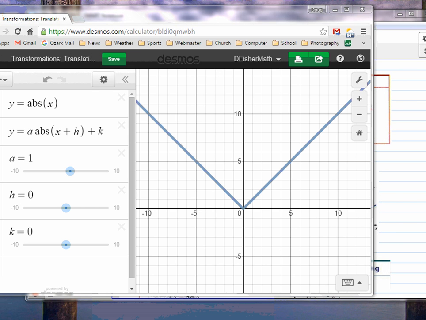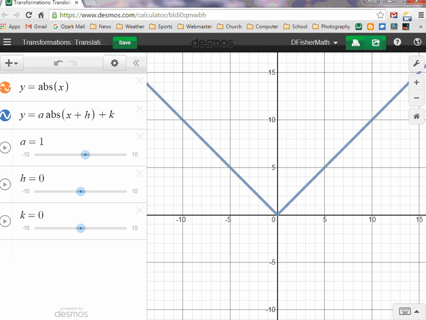Let's do some quizzing. If I make this A, so here's my A, a number bigger than 1, what is it going to do to my graph? It's going to stretch it vertically, which has the effect of making it narrower. So if I take that A and I move it, there it goes.